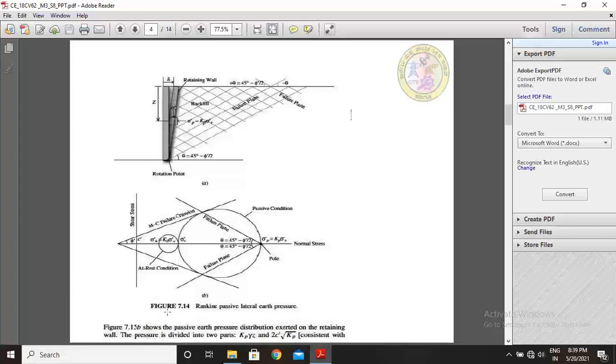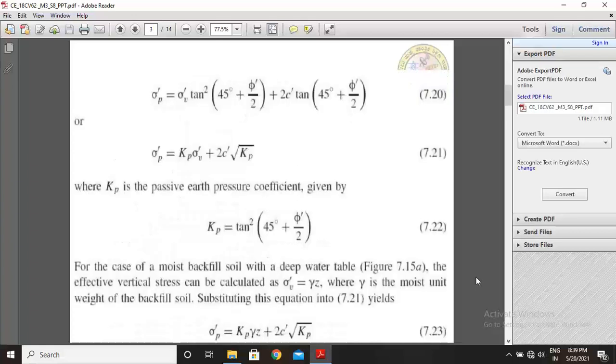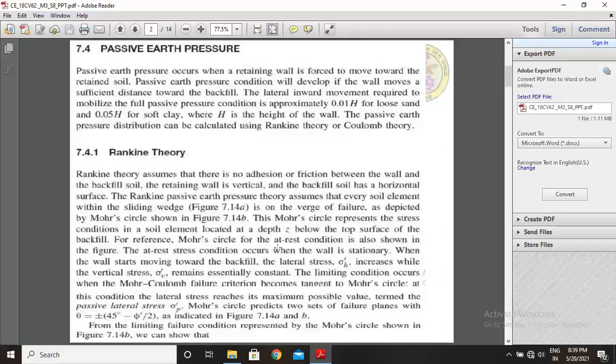figure 7.15a and b, which show the passive earth pressure distribution exerted on the retaining wall. The pressure is divided into two parts, that is Kp gamma Z and 2c root Kp. These are the equations to determine the passive earth pressures. Let us see from the figure. This Mohr circle represents the stress condition in a soil element located at a depth Z below the top surface of the backfill. For reference, the Mohr circle for the at rest condition is also shown in the figure.